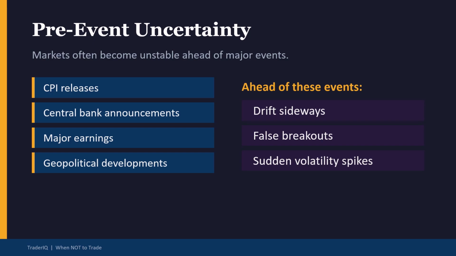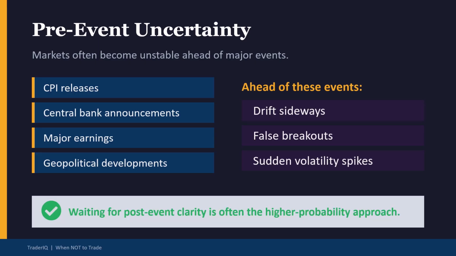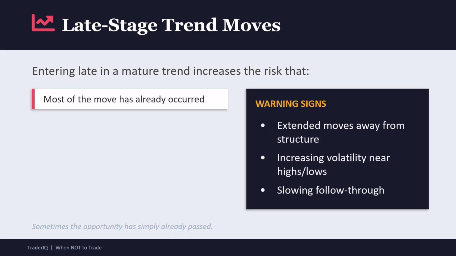So it's worthwhile keeping an eye on what events are due, making a decision on, is this a potential danger to the trade that I'm thinking of entering? And so waiting for post-event clarity is often the higher probability approach. This may seem like common sense, but often we fail to follow through on common sense in the heat of the market. Late stage trend moves we've talked about before.